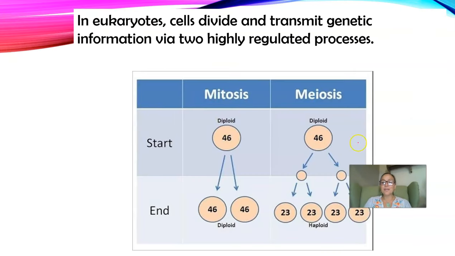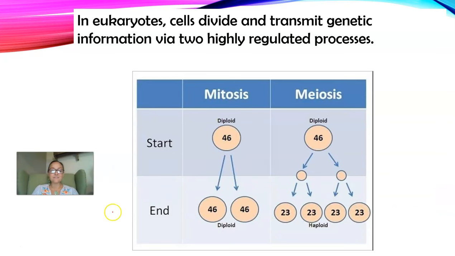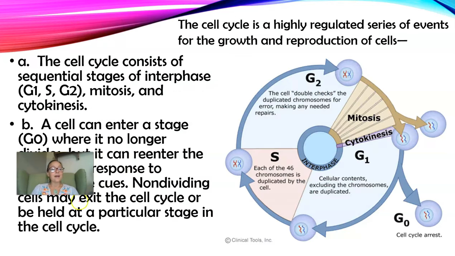Okay, so now moving on to cell division. In eukaryotes, cells divide and transmit genetic information via two highly regulated processes. You notice this is eukaryotes. We have both mitosis for our body cells, our somatic cells, and meiosis that will make our sex cells, or our gametes. What you don't see here is binary fission, because that's in prokaryotes, or bacteria and archaeans. When we talk about it being highly regulated, we have what's called the cell cycle.